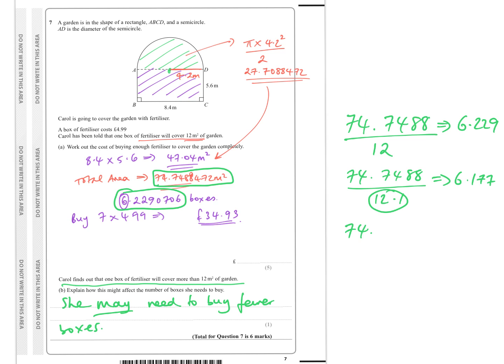And if we do the extreme here, and say 12.9 metre squares, which is nearly 13 metre squares, and if we do 74.7488 divided by 12.9, well, we have 5.79 boxes, which means that she would only need to buy 6 boxes to cover it, as opposed to 7 for this case and this case. So she may need to buy fewer boxes. You can't say she will have to buy fewer boxes. And again, I've done that explanation on the foundation paper, so check that one out as well.